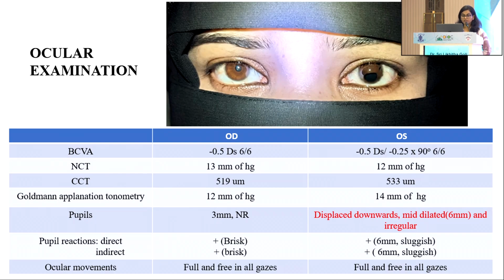Coming to the ocular examination, her vision was 6/6 in both eyes with a refraction of minus 0.5 diopter spherical in the right eye and minus 0.5 diopter spherical and minus 0.25 diopter cylindrical in her left eye. NCT is normal and CCT is somewhat towards the lower side. The left eye pupil is displaced downwards, mid-dilated and irregular. Pupillary reaction is sluggish in the left eye. Ocular movements are full and free in all gazes.